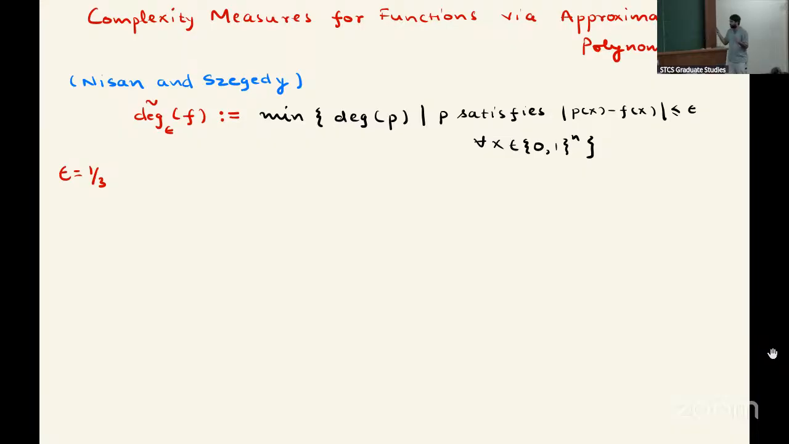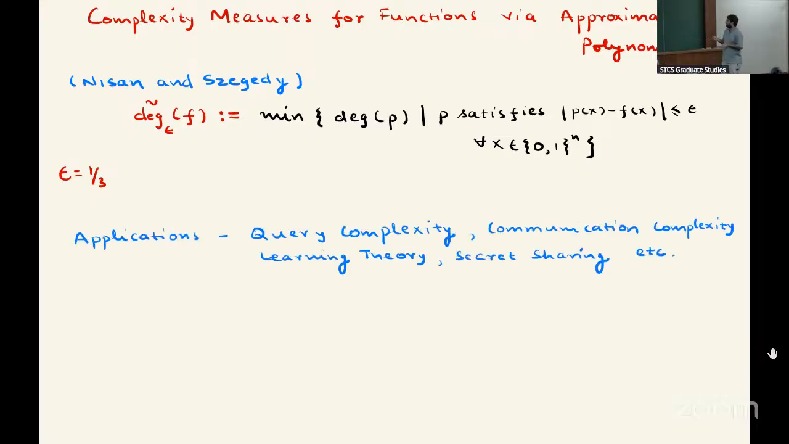For now, think of epsilon as 1 by 3. It doesn't matter as long as it is a small constant. Nothing important will change. Since its inception, there have been a lot of applications of approximate degree. There are applications in query complexity. There are applications in communication complexity of some special lifted functions. There are applications in differential privacy and learning theory. So it has been a very nice measure which people have utilized across domains.